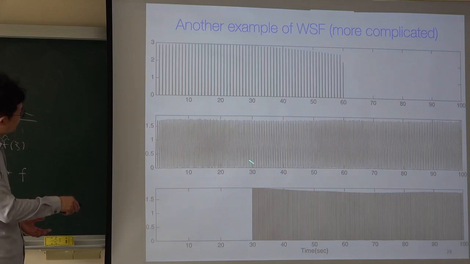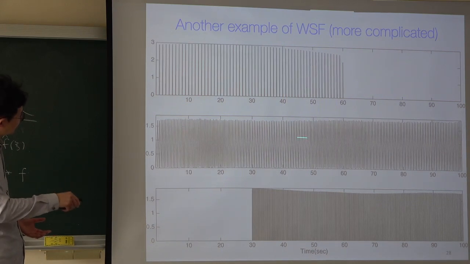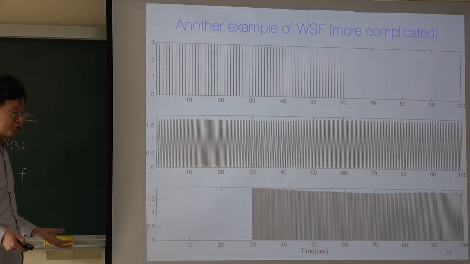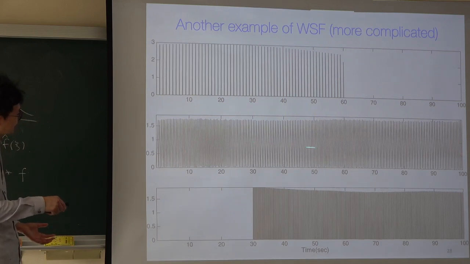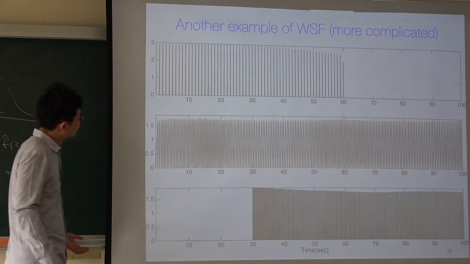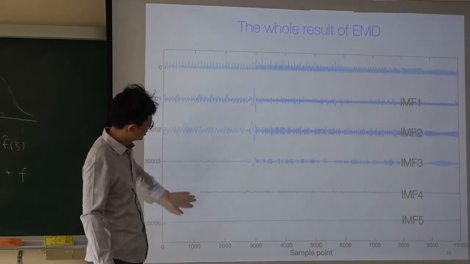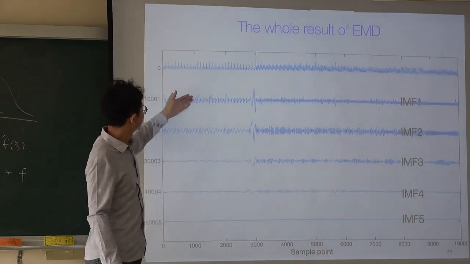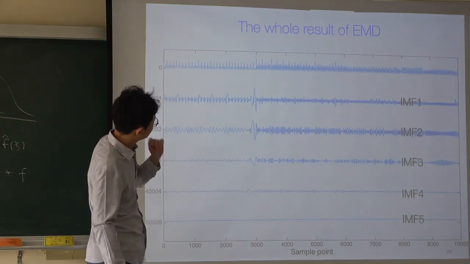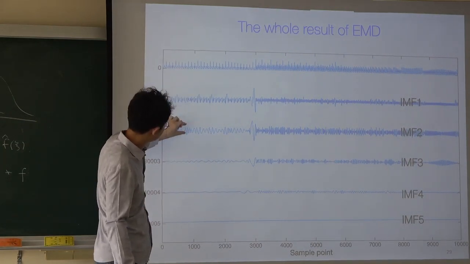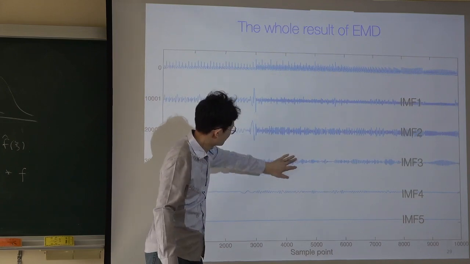Here is another example of wave shape function. Now I give you three components. They are all oscillatory, and as I showed you before, the oscillations are not sinusoidal. You sum them together, this is what you get, and this is the decomposition. This plot is not very good, but as you can see, the decomposition is weird.